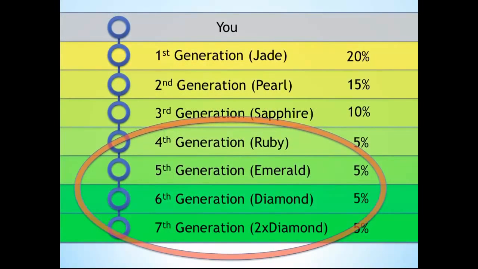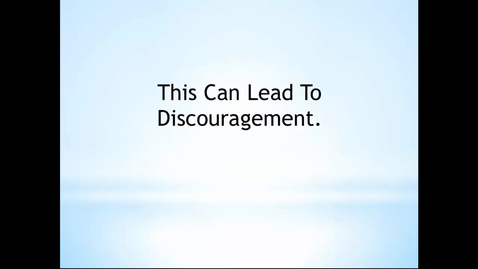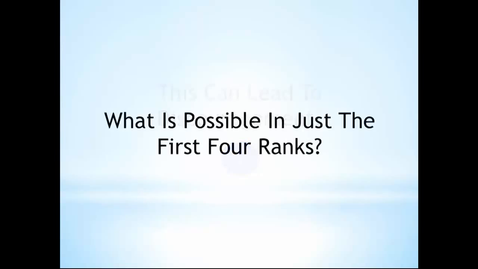Now, the Ruby, Emerald, and Diamond ranks do have some volume-based requirements, but we'll cross that bridge when we get there. One mistake that many people make when looking at an opportunity is that they focus on the highest ranks first, and as a result can get discouraged when it seems like they're very far away. That having been said, let's go back and look at what can be accomplished within just the first 4 ranks of the Jeunesse compensation plan.